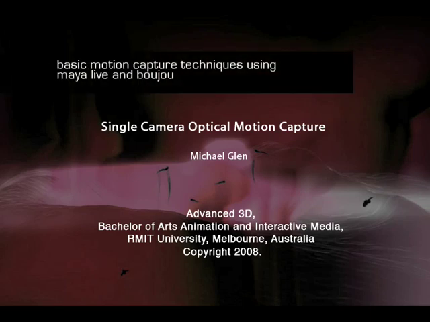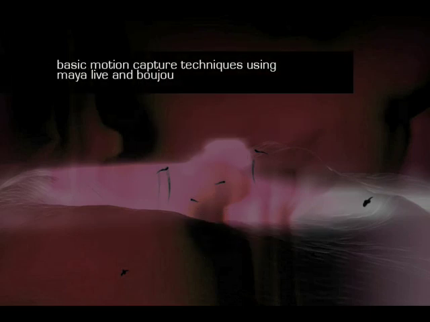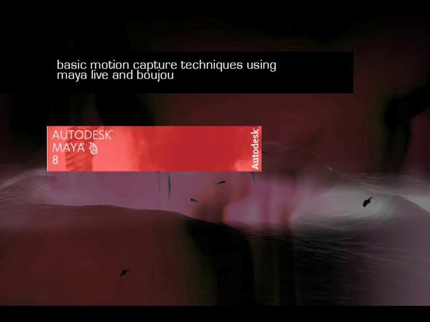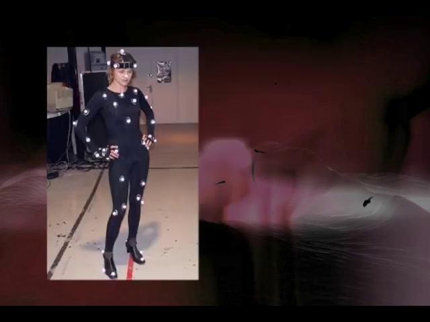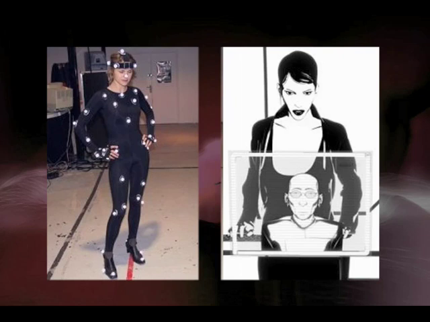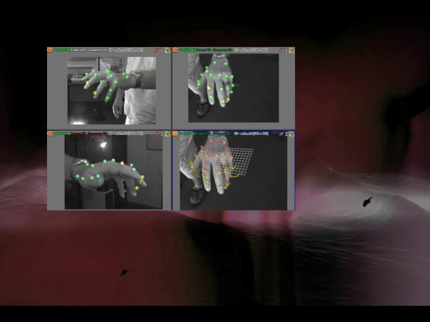Hi there, I'm going to talk to you about some ways we can manipulate camera match moving systems in Maya Live and Boujou to provide some basic motion capture functionality. The basic principle of motion capture is to take a set of points in real three-dimensional space and then reproduce them in a virtual space over time.